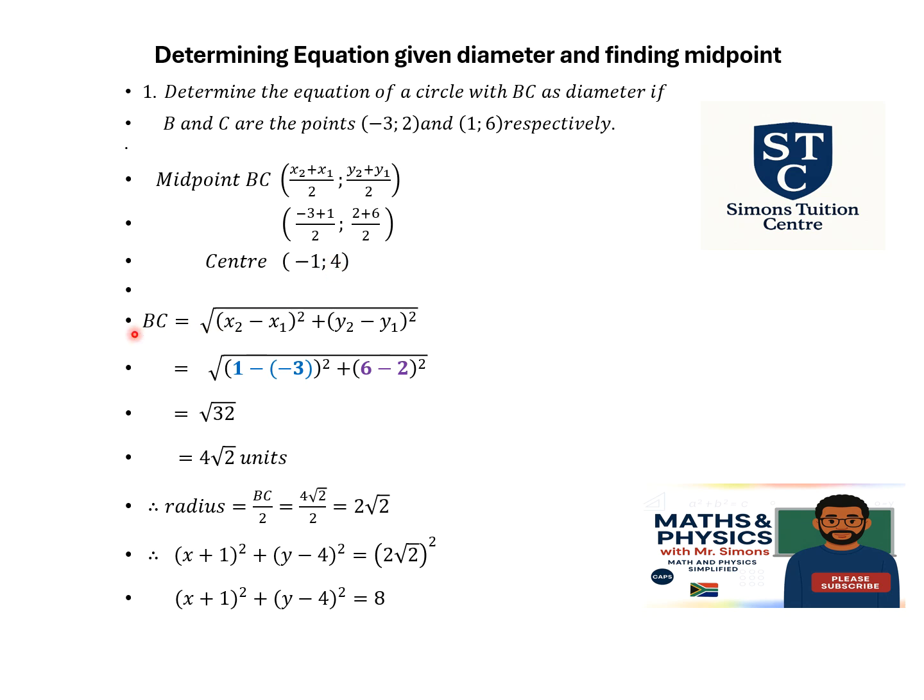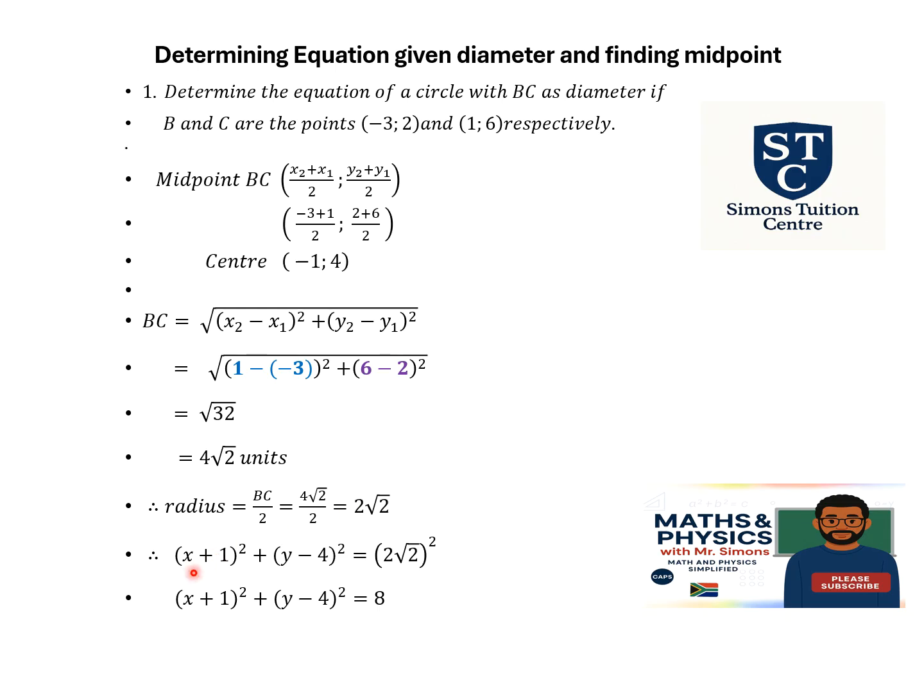But I also need the length of the radius, which is half the diameter. So BC equals the square root of (x2 minus x1) squared plus (y2 minus y1) squared. So from there, (1 minus (minus 3)) squared, (6 minus 2) squared. 1 plus 3 gives me 4 squared, 6 minus 2 gives me also 4 squared. 16 plus 16 would give me square root 32, or 4 square root 2 units. Therefore, my radius equals BC divided by 2. Remember, radius is half the diameter. So 4 square root 2 divided by 2 becomes 2 square root 2.